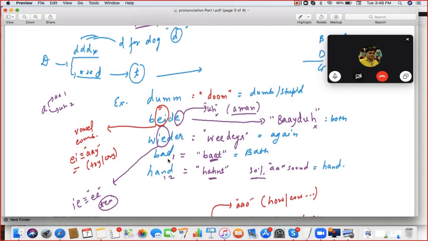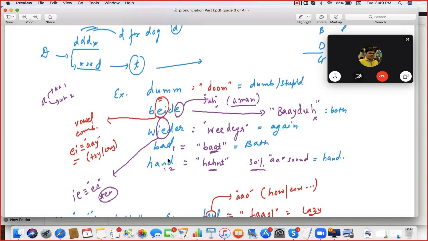But after A we have only one consonant, so this should be Bart, not but. After A one consonant, so A sound. For hunt, it's a mix of A and A. It's not a pure hunt sound. It's hunt; you have to mix in 20-30% I. A little bit of I you have to put. Don't make a pure hunt.